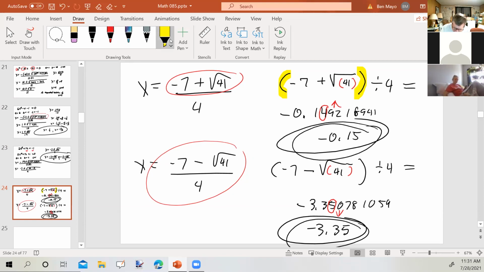Again, you've got to have both sets of parentheses. Any questions about that example? Okay, let's take a look at another problem.